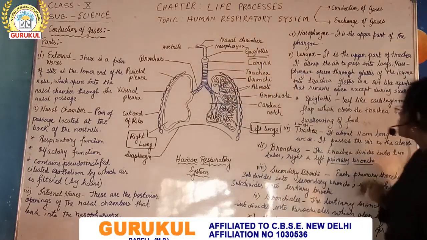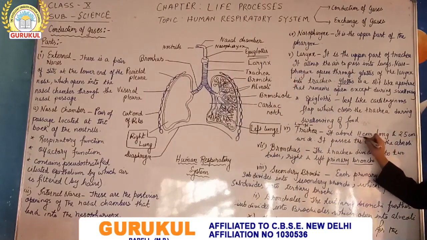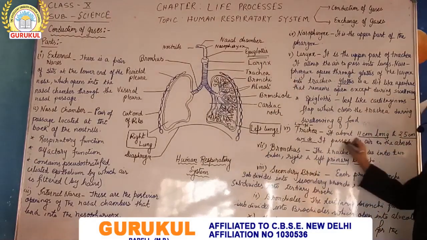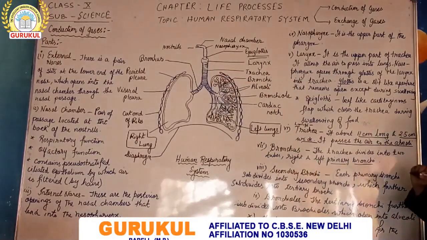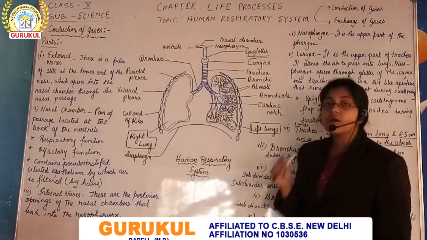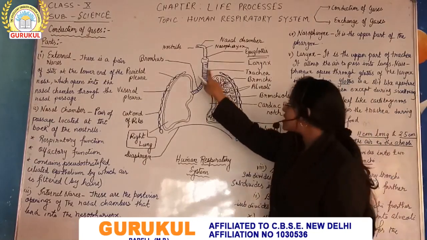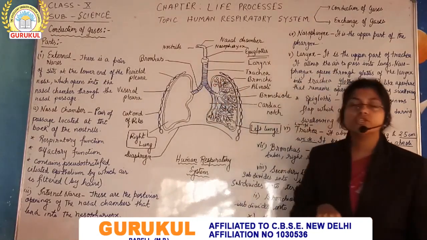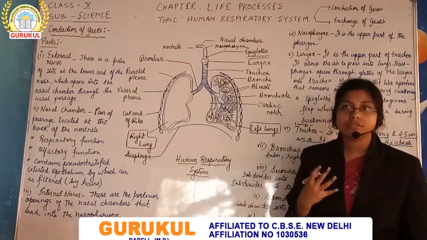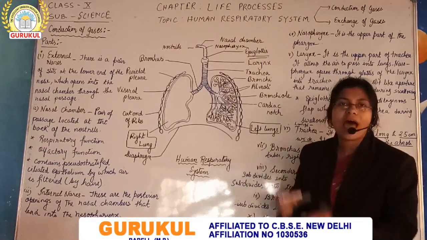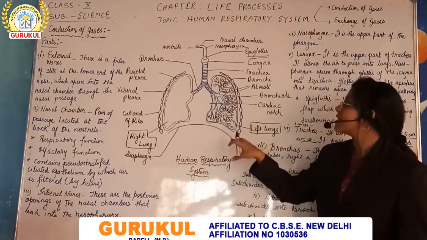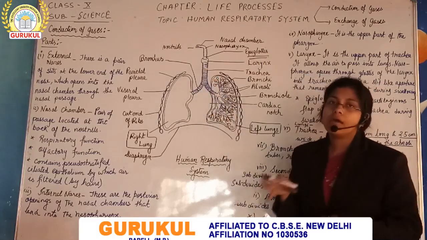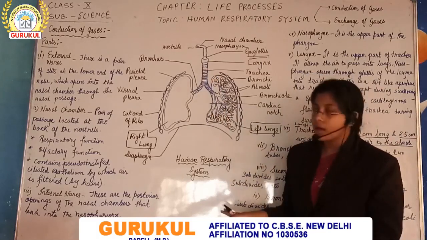trachea. Trachea is 11 centimeter long and 2.5 centimeter wide. Okay, it passes the air into the alveoli. Now before we go to that, now you see this trachea, I have drawn it like a ring-wise structure. Actually, these are cartilaginous rings. Okay, it prevents the collapse of the trachea. So basically, it is a passage through which the air passes into the lungs.